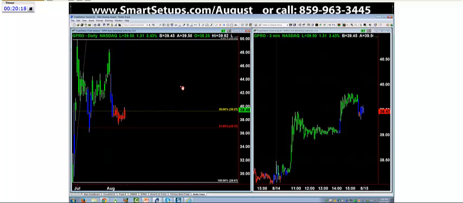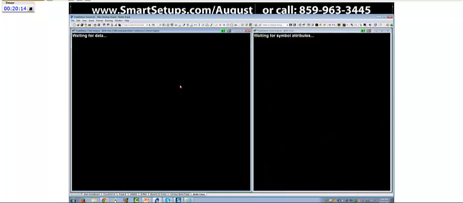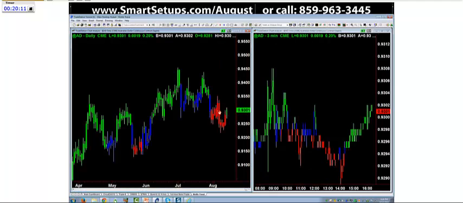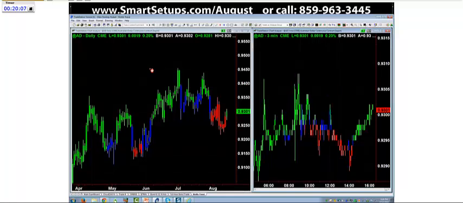All right, where am I at? AU, the Aussie dollar. I'm just going to do that. This is the currency future. It went from a sell to a buy today, and you had several different buy points on the Aussie dollar today.